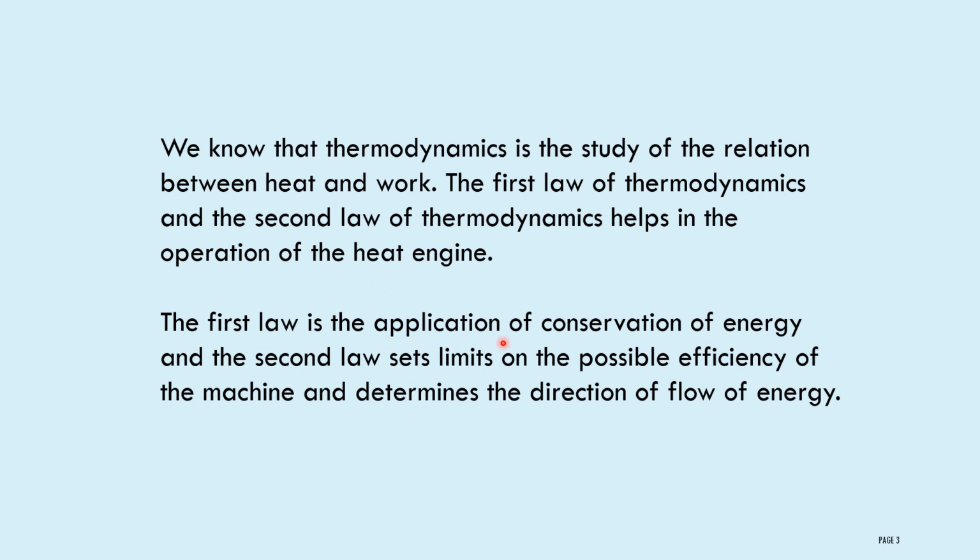The first law is the application of conservation of energy. Conservation of energy means energy can neither be created nor destroyed. It can convert from one form to another form. The second law sets limits on the possible efficiency of the machine. It gives information about the efficiency of the heat engine, and also gives information about the direction of flow of energy.